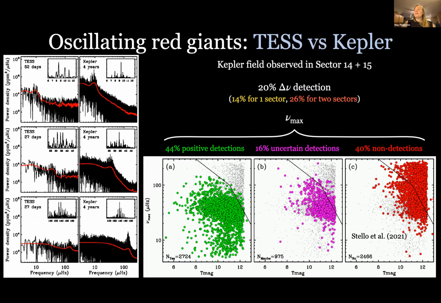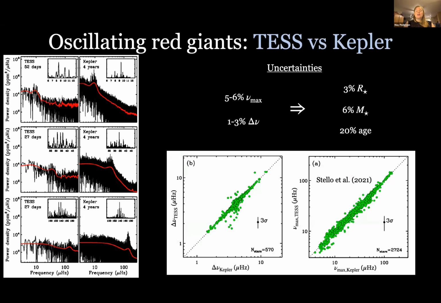With this control sample from Kepler, what they find is that in about half of the cases, they're able to recover and detect this nu max value, whereas it's much more difficult to detect this large frequency separation, and it becomes increasingly easier the higher the number of sectors we have. If we also compare the uncertainties we get on these parameters, so the large frequency separation from TESS compared to the one derived from Kepler data, and the nu max from TESS and Kepler, then the uncertainties that we get translate to uncertainties on the radii, masses, and ages, as shown here on the right.